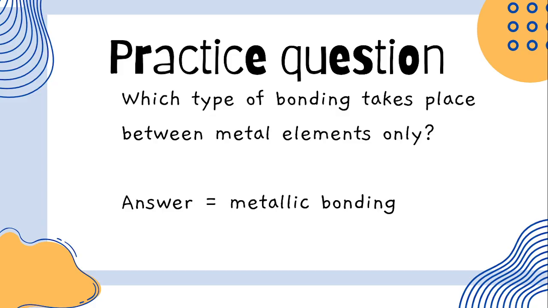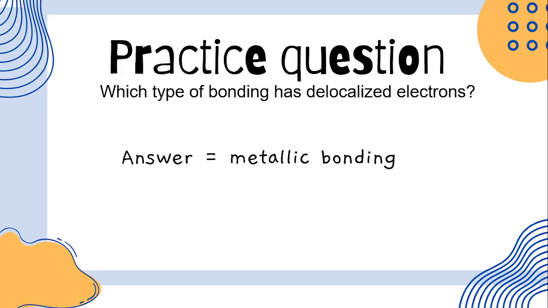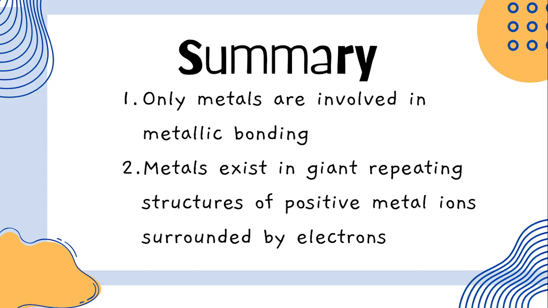Which type of bonding takes place between metal elements only? The answer is metallic bonding. Which type of bonding has delocalized electrons? And that is metallic bonding as well. So in summary, only metals are involved in metallic bonding, and metal exists in a giant repeating structure of positive metal ions surrounded by delocalized electrons.